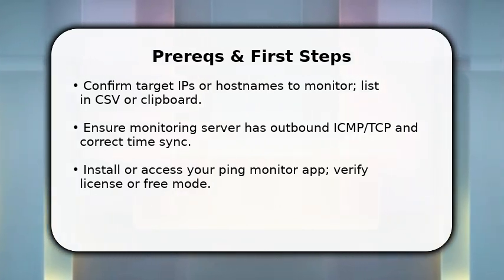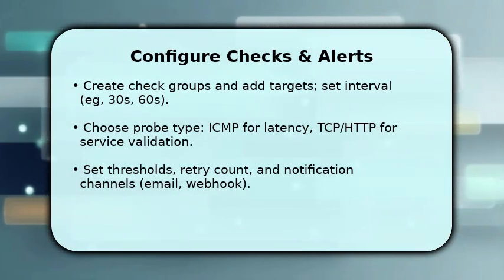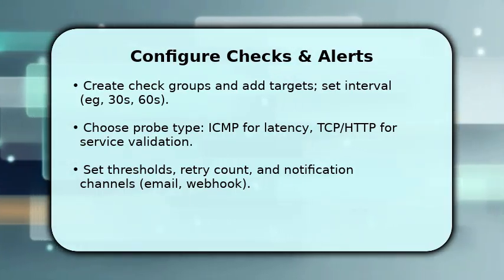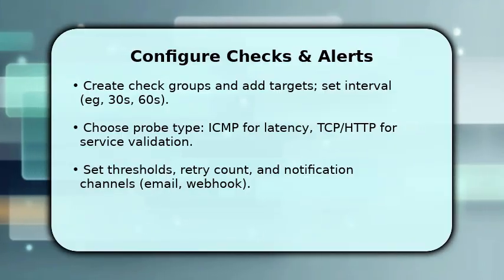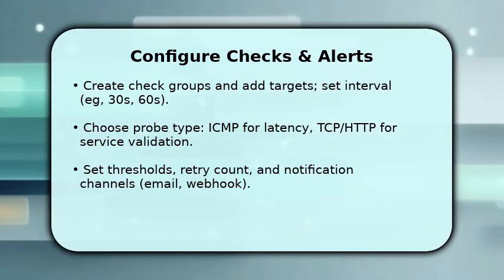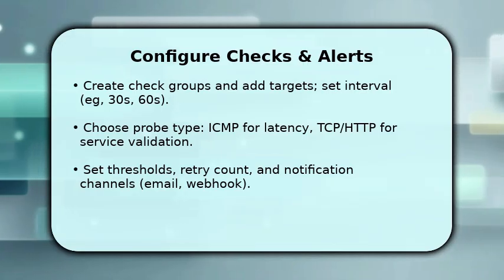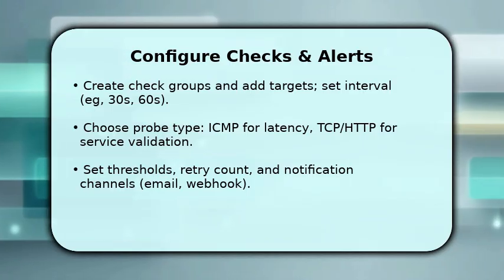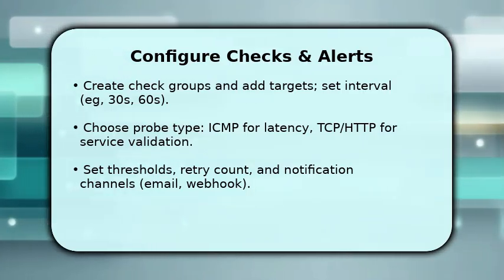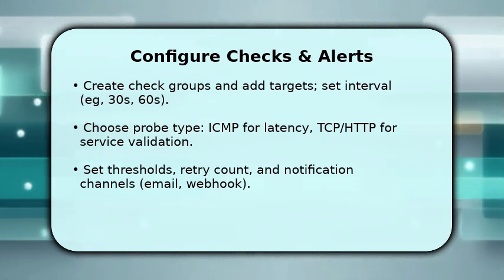Now configure the individual checks and how you'll be alerted. Start by grouping targets logically, then add each host and choose an interval like 30s or 60s depending on criticality. Next, pick probe types. Use ICMP for raw latency, TCP or HTTP to test service responsiveness. Set thresholds for latency and packet loss, define retry behavior, and attach notification channels such as email, SMS, or webhooks. Make sure to test one alert to confirm delivery before you scale the configuration.